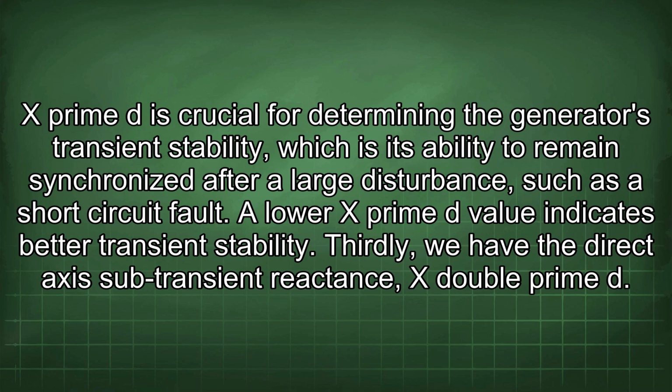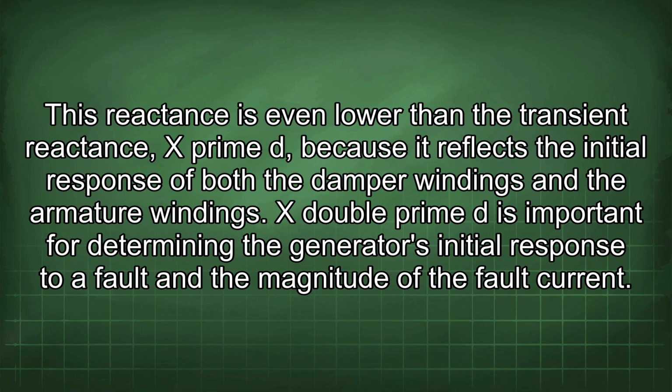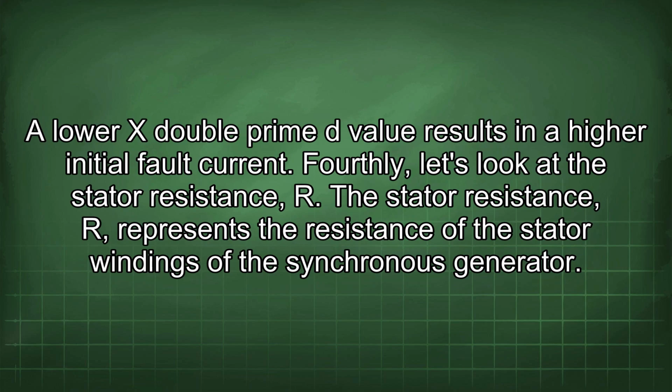Thirdly, we have the direct axis subtransient reactance, X double prime D. The direct axis subtransient reactance, X double prime D, represents the reactance offered by the synchronous generator to a sudden change in current along the direct axis of the rotor during the very first moments, typically within the first cycle after a disturbance. This reactance is even lower than the transient reactance, X prime D, because it reflects the initial response of both the damper windings and the armature windings. X double prime D is important for determining the generator's initial response to a fault and the magnitude of the fault current. A lower X double prime D value results in a higher initial fault current.